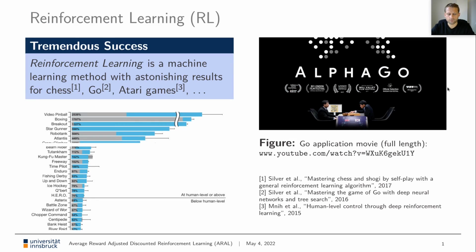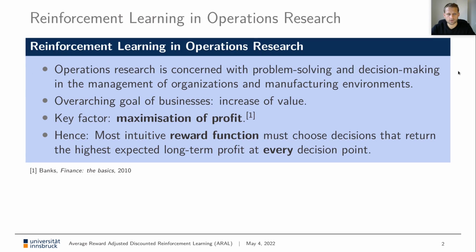As we all know, reinforcement learning is a machine learning method with astonishing results. It was used to solve chess, Go or Atari games. We are concerned with reinforcement learning in the context of operations research, and operations research is concerned with problem solving and decision making in the context of organizations and especially manufacturing environments.